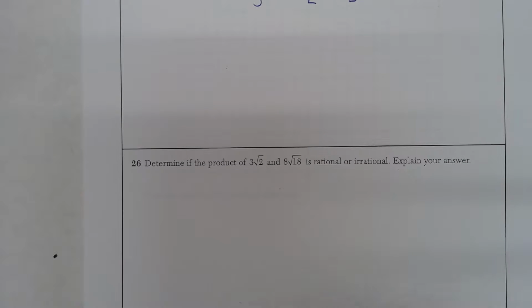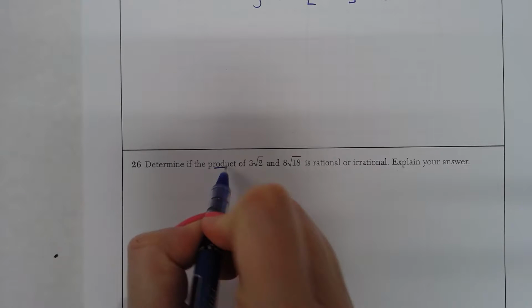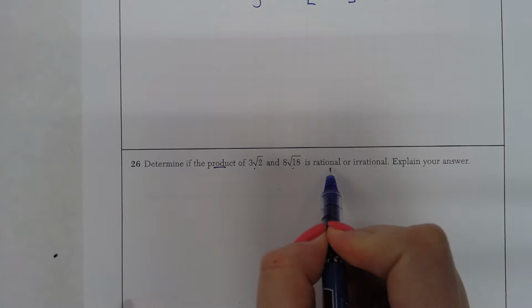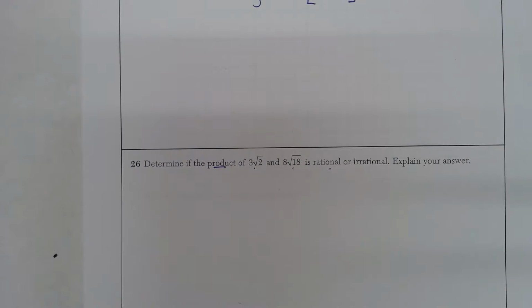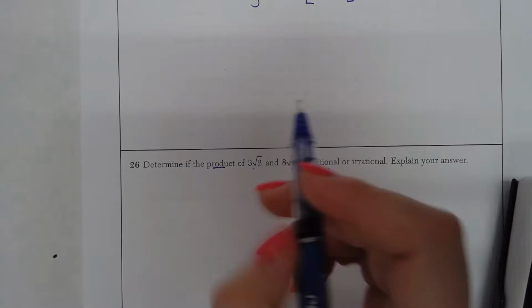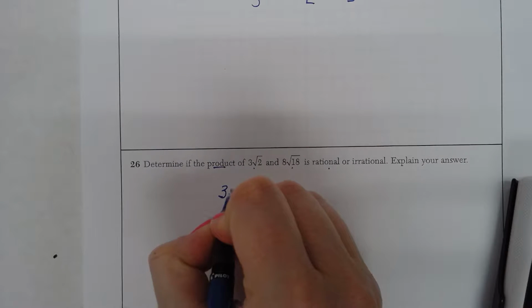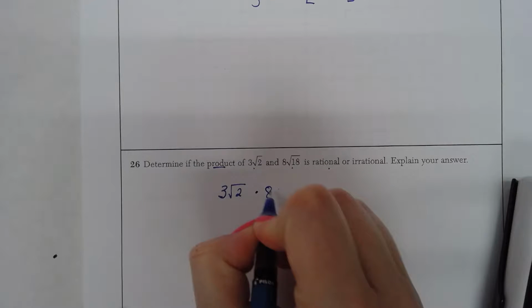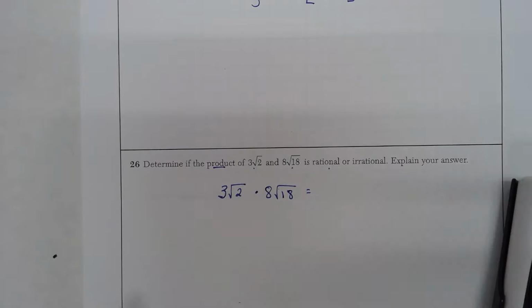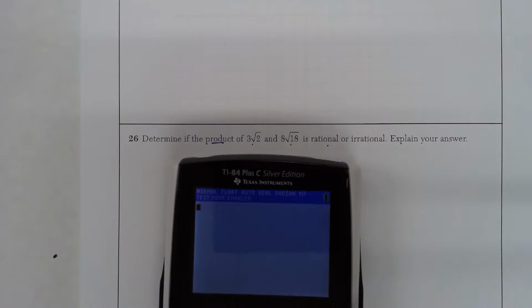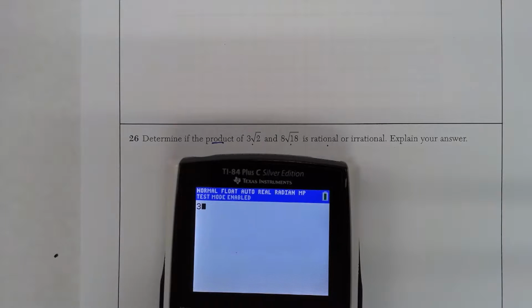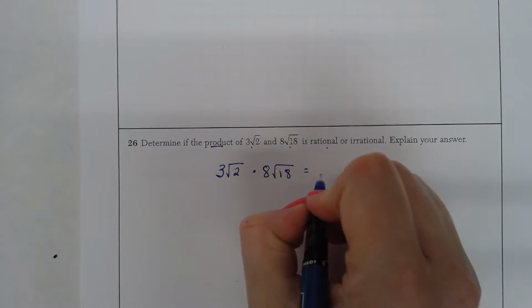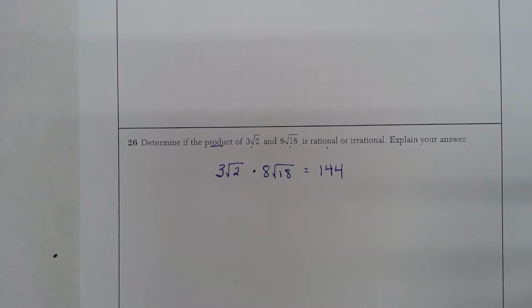26. Determine if the product of this and this is rational or irrational. All right, how many times have we done this? So product means you're multiplying. So the first thing I'm going to do is put this on my calculator and see what I get. So what do I have? Let's see here. 3 radical 2 times 8 radical 18, and I get 144. And I have to explain my answer.